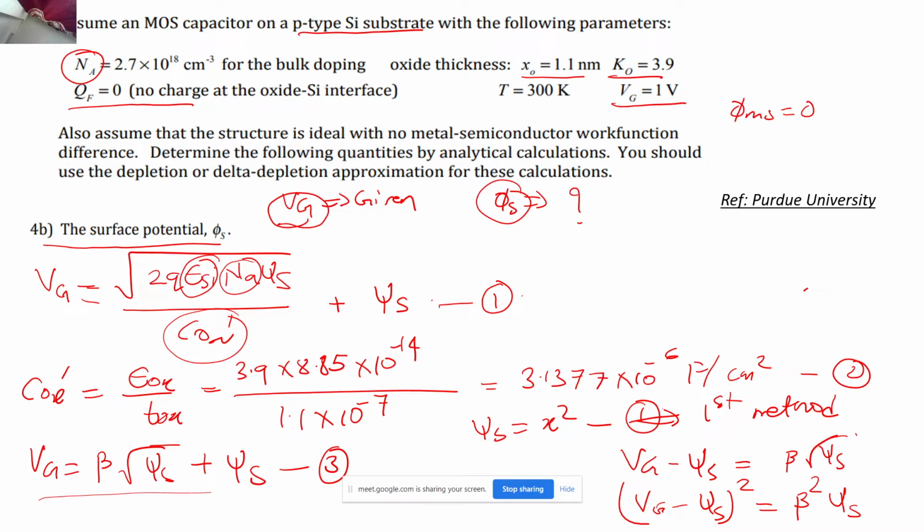So now we will first find the value of this beta that is present over here, right? So let me write that again. What was my beta? 2q epsilon si, right, Na times, oh psi s was not there because psi s we had taken outside, right? So this was the beta.